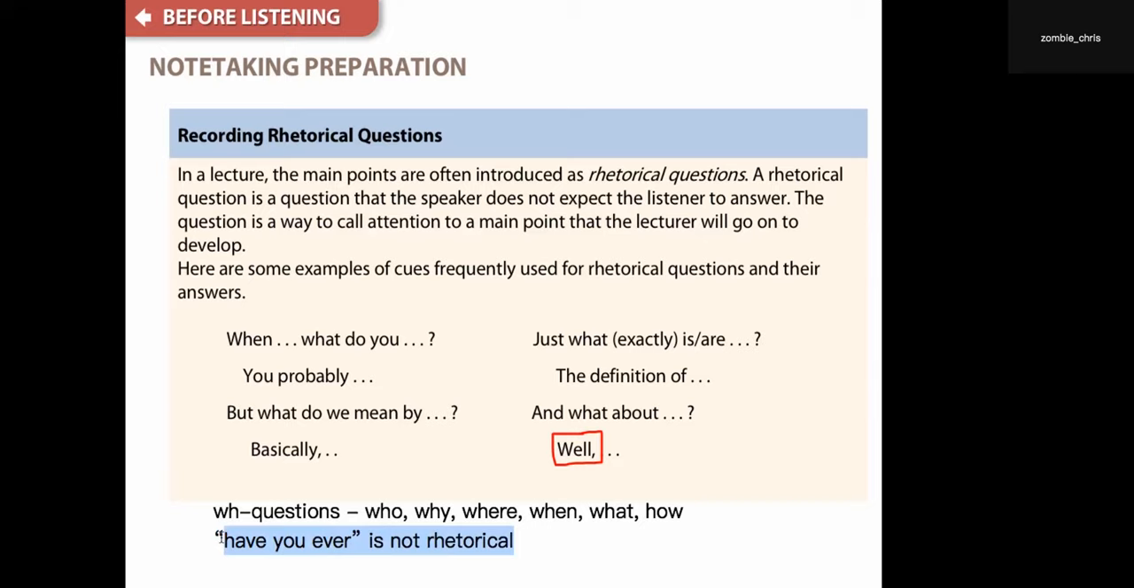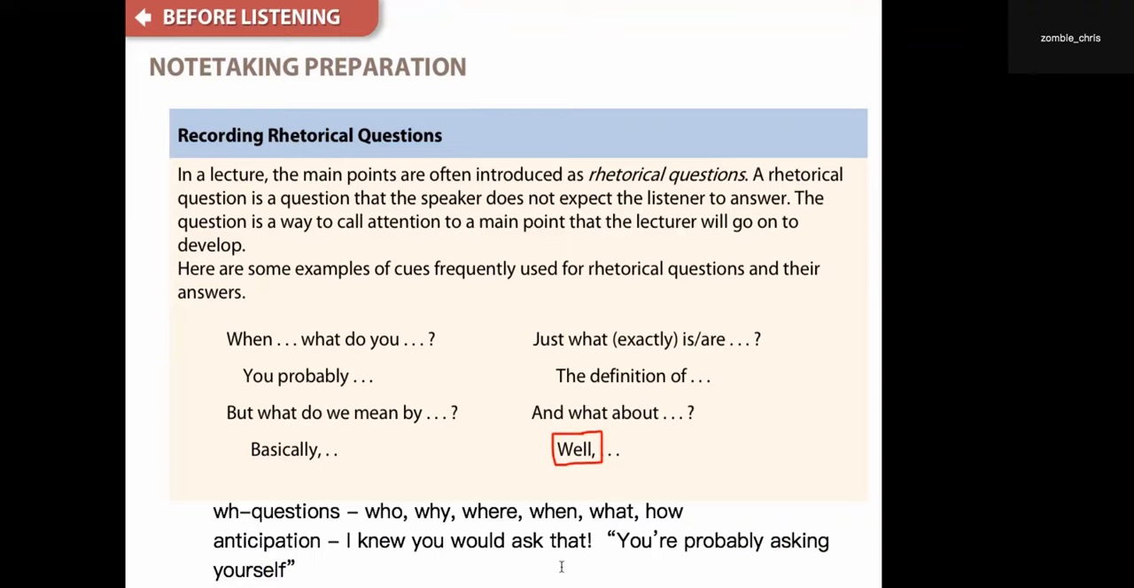So, rhetorical questions, we need to have some sense of anticipation. I knew you would ask that, or you're probably asking yourself, how do we know that? So, the idea with rhetorical questions is that it introduces a main point, and it's also a question that the speaker anticipates that the audience will be asking at the same time. So we only use who, why, what, when, where, how. We never use have you ever as a rhetorical device because it simply isn't rhetorical.